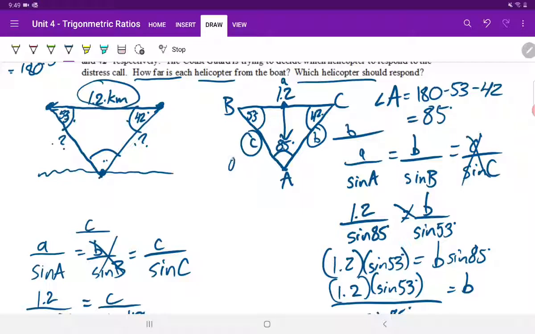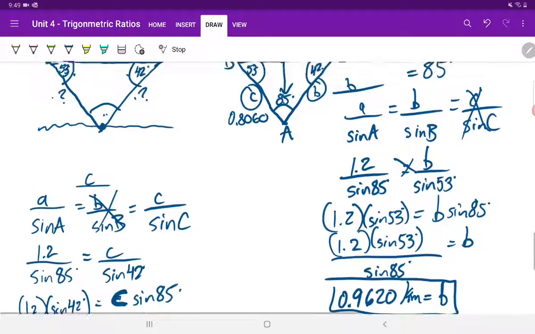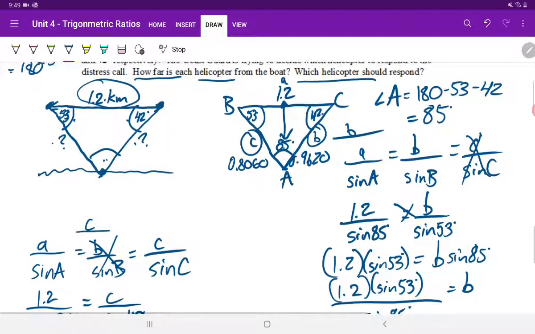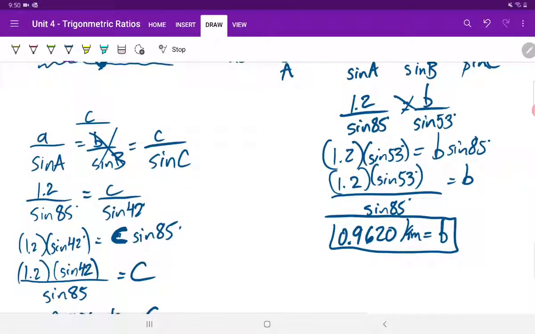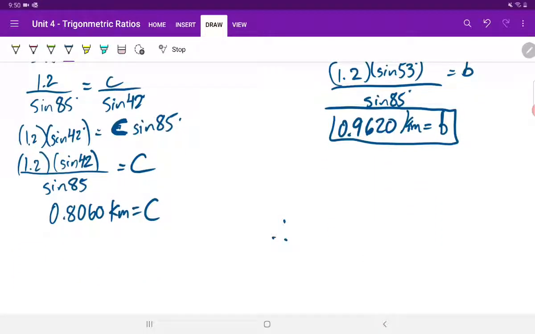So we have 0.8060 here, and we have 0.9620 here. Which helicopter is closer? Clearly the helicopter that makes an angle of 42 degrees is closer. So we can say that therefore helicopter, and we called that point C, so let's call it helicopter C, is closer.